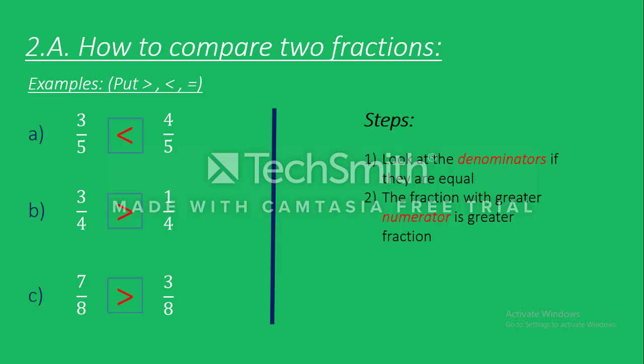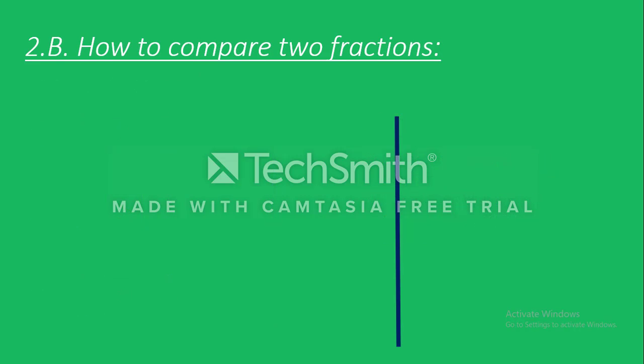Excellent. Let's make a quick summary. If you have two fractions and you need to compare them, and you find that the denominators are equal, the fraction with the greater numerator is the greater fraction. Let's move on. We have the second group of examples. Number D and number E, but they are different. Why? Because we have different denominators, but we have equal numerators.